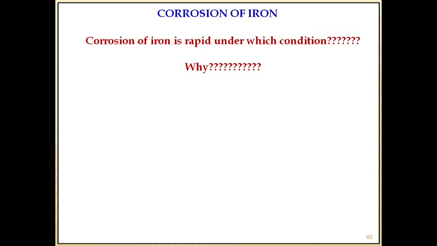Corrosion of iron is rapid under which condition and why? I have a question for you. Iron can undergo corrosion under three conditions. Which condition is more rapid and what is the reason? You can give me the answer in the online discussion class. So please think about this question. Corrosion of iron is rapid under which condition and why?